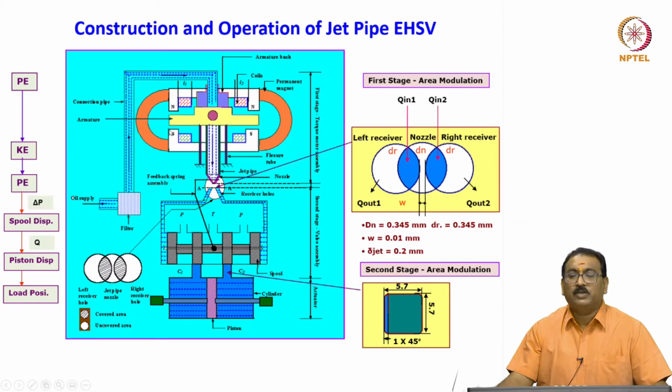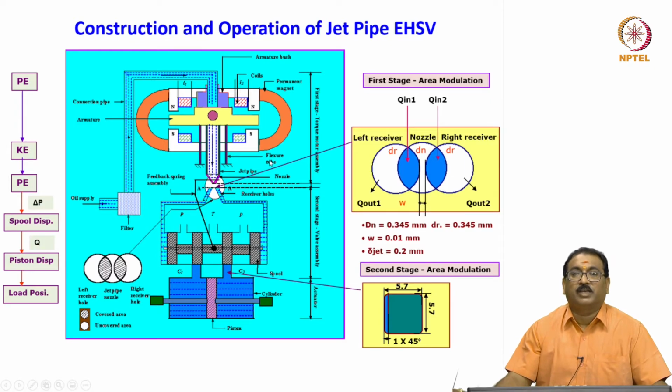You will see here, friends, I have shown a detailed view of the jet pipe electro-hydraulic servo valve. Torque motor, as usual I have told you: north pole piece, south pole piece, this is the armature, these are the air gaps, and here permanent magnets, U-type permanent magnets. Then you will see here this is a flexure tube.